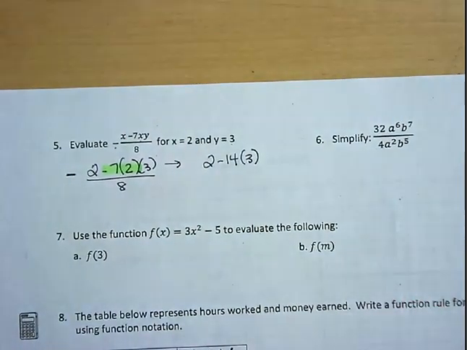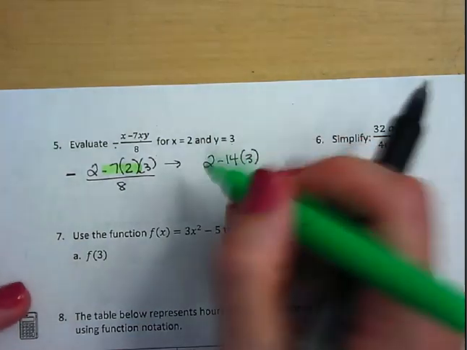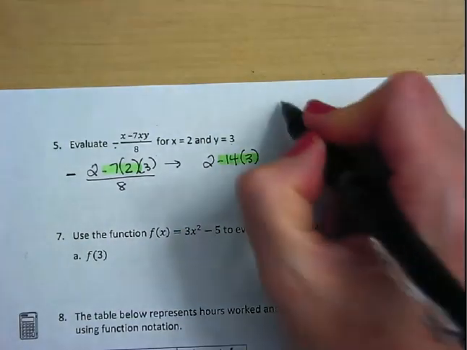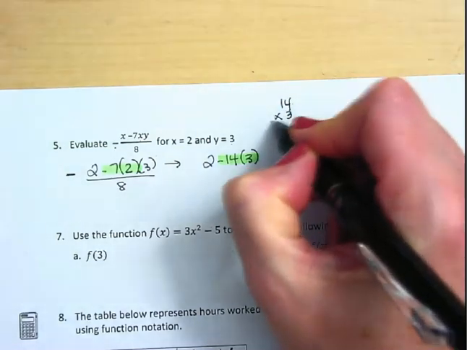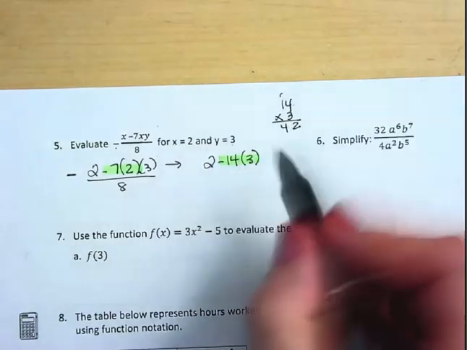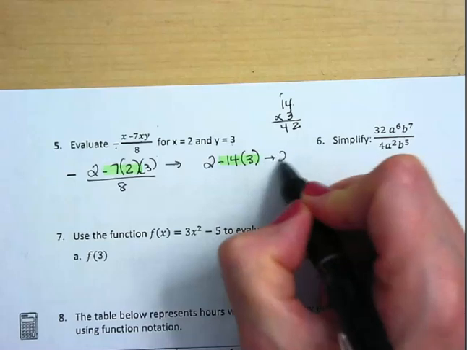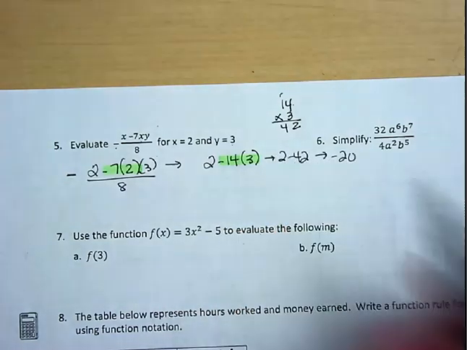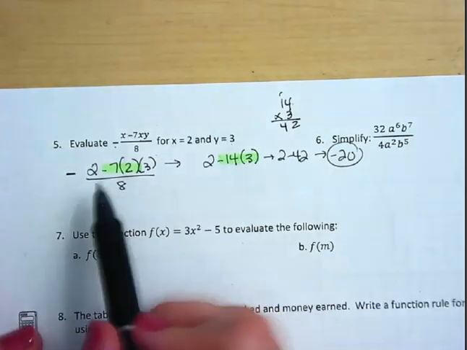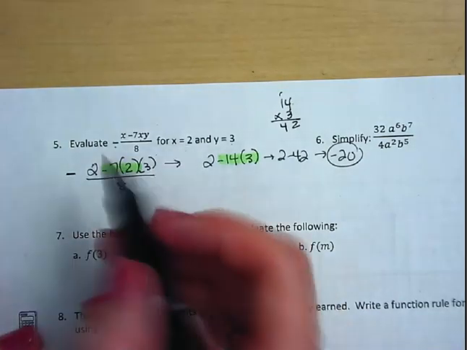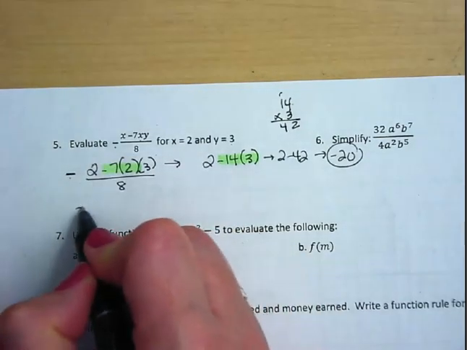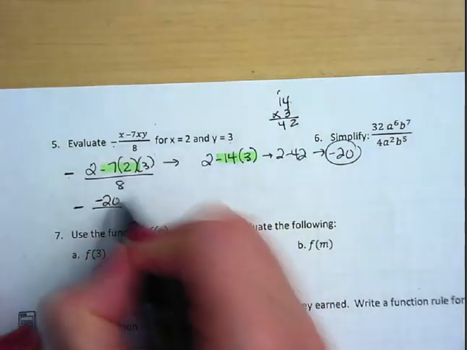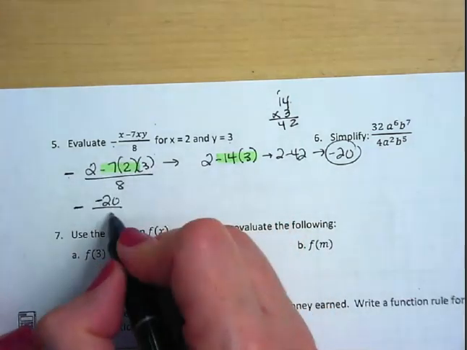So we're still on our multiplication step. So now we're going to do the negative 14 times 3. Maybe you need to do a little bit of math over here. So that is 2 minus 42, and that is negative 20. So that was just for my numerator. So I'm going to go back here. I've got this negative from the front of the problem. I've got this negative 20 for my numerator, and then I have over 8.